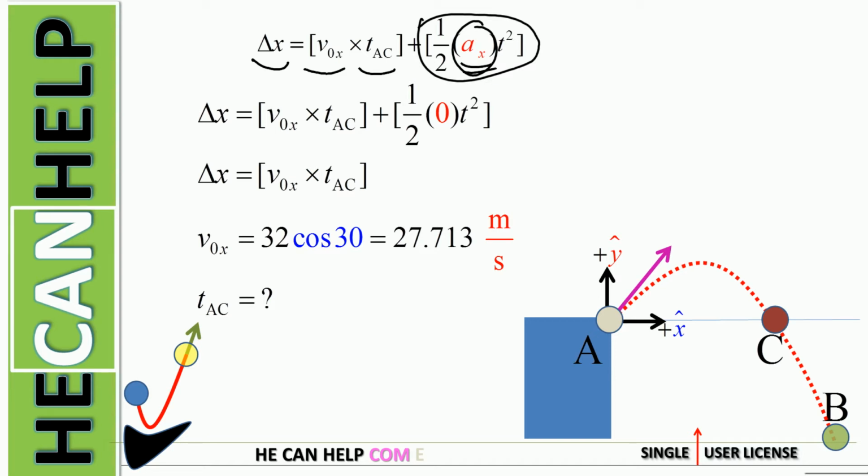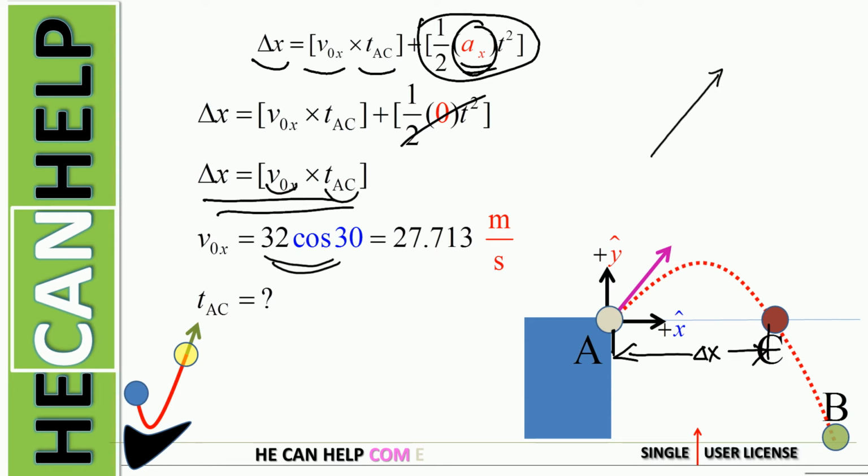What are we left with? Displacement along the horizontal, delta x. Delta x is equal to velocity along the horizontal at the start times time to go from A to C. Velocity along the horizontal at the start is 32 cosine 30.